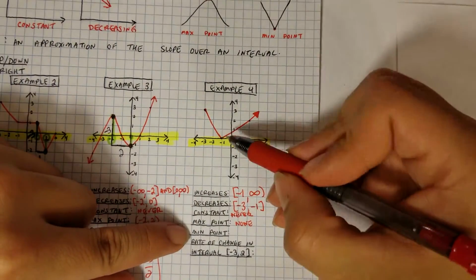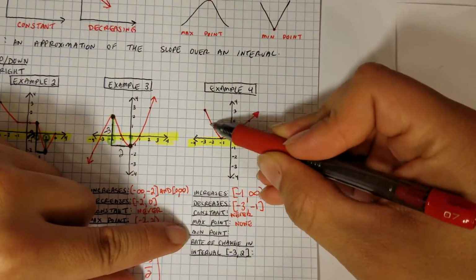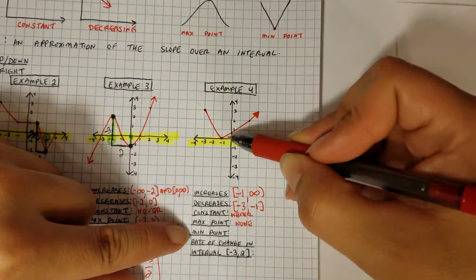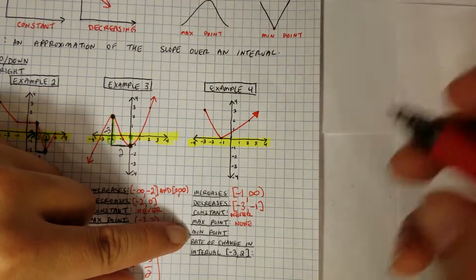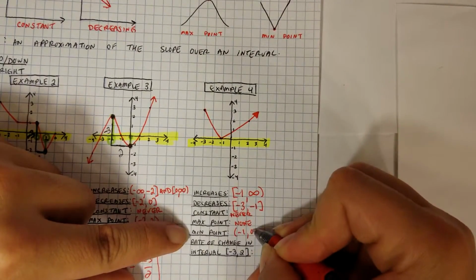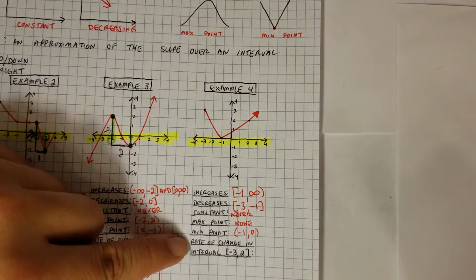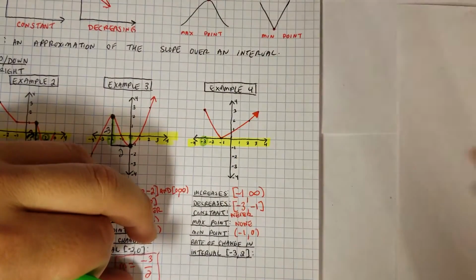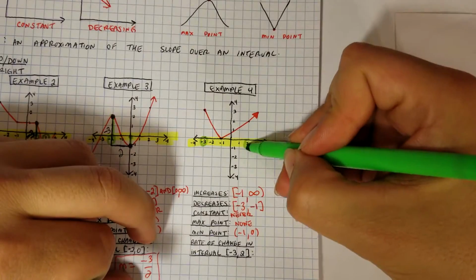Is there a minimum point? Well, it looks like there is right here, right? So it kind of concaves. It starts going down and then it goes up again. So this is the minimum point for this particular graph. If we were to graph that, that's going to be at -1, 0. And finally, the rate of change in interval -3, 2. So x equals -3 to x equals 2.